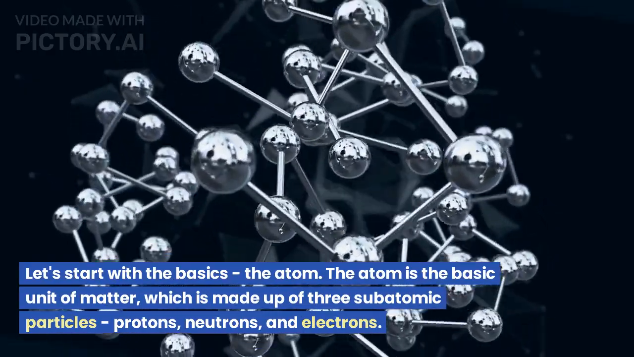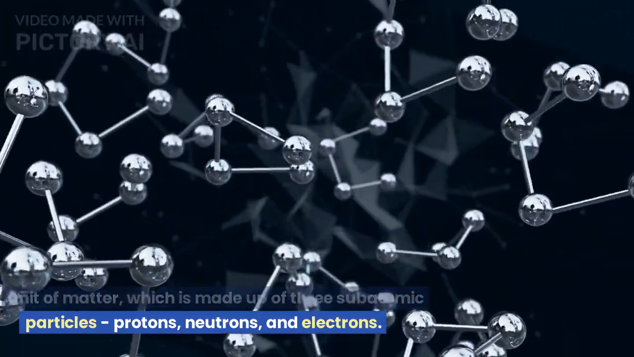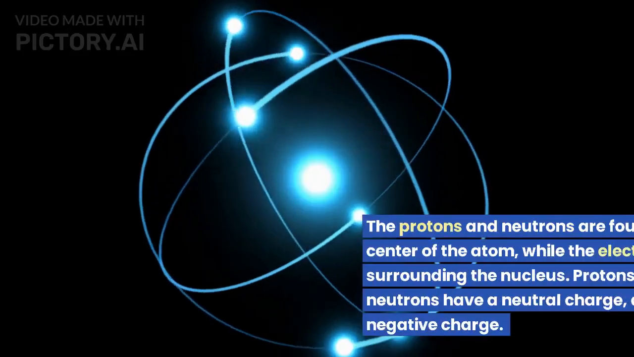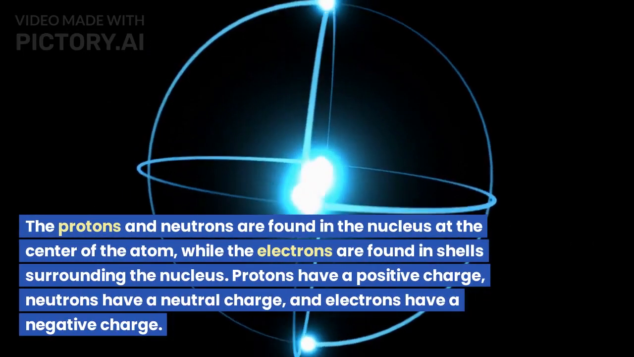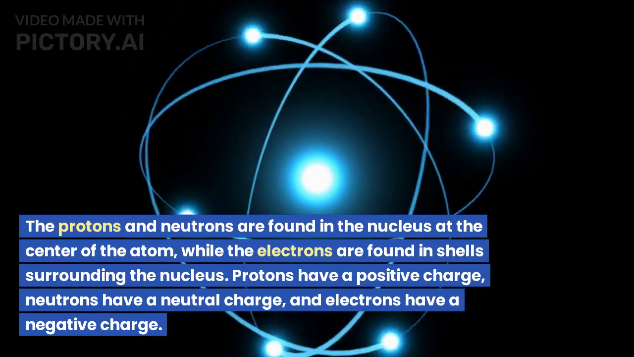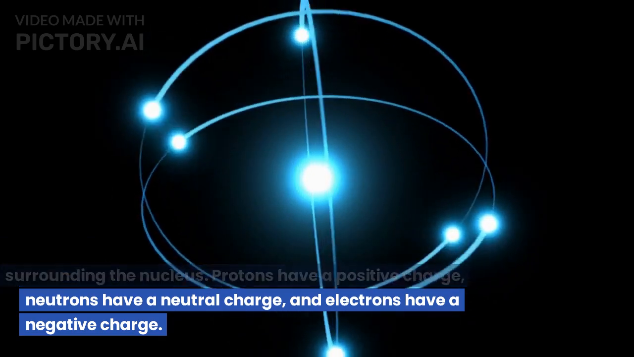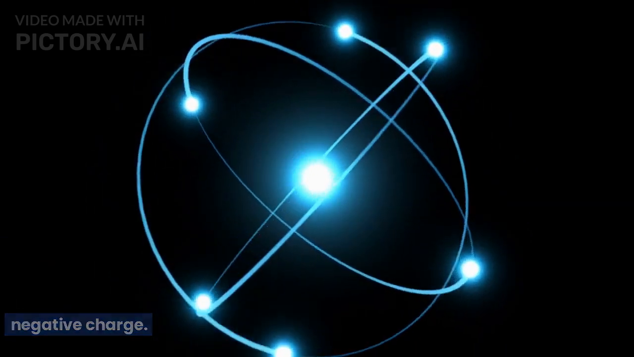The atom is the basic unit of matter, which is made up of three subatomic particles: protons, neutrons, and electrons. The protons and neutrons are found in the nucleus at the center of the atom, while the electrons are found in shells surrounding the nucleus. Protons have a positive charge, neutrons have a neutral charge, and electrons have a negative charge.